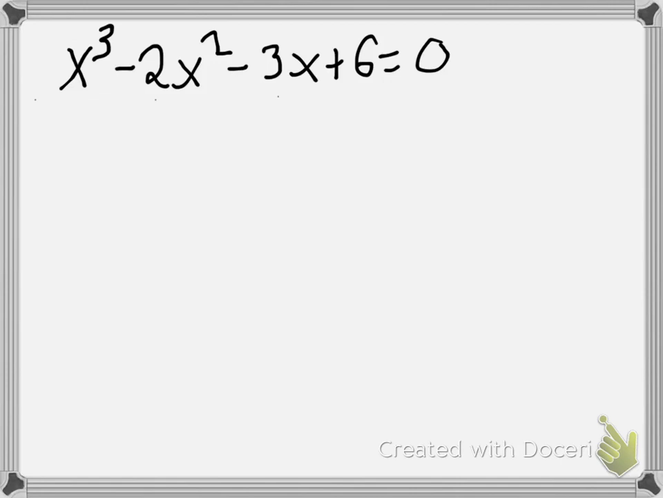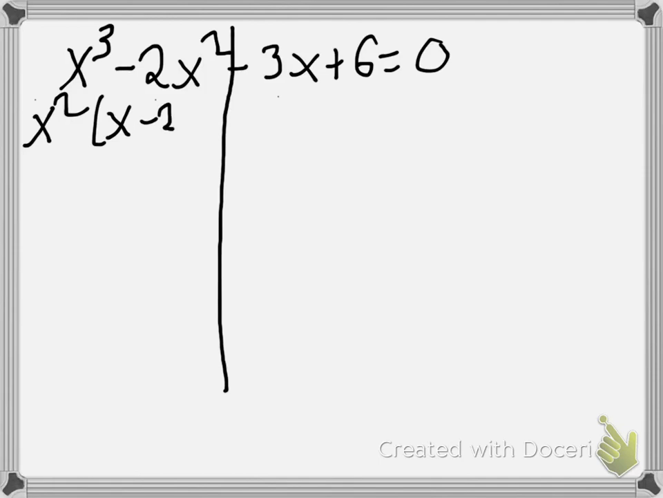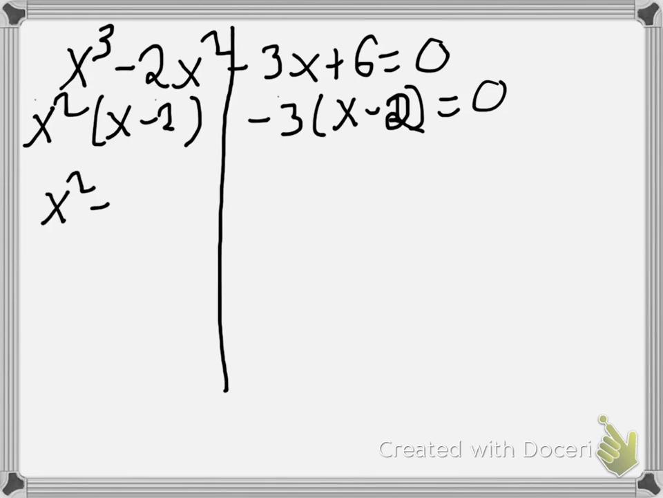So whenever I see 4 terms, what I like to do is draw a little line right down the middle and factor and work on the left hand side and the right hand side. Okay, so I'm going to have x squared times x minus 2, and negative 3 times x minus 2 equals 0. And then I'm going to end up with x squared minus 3 as one factor, and my other factor is going to be x minus 2.